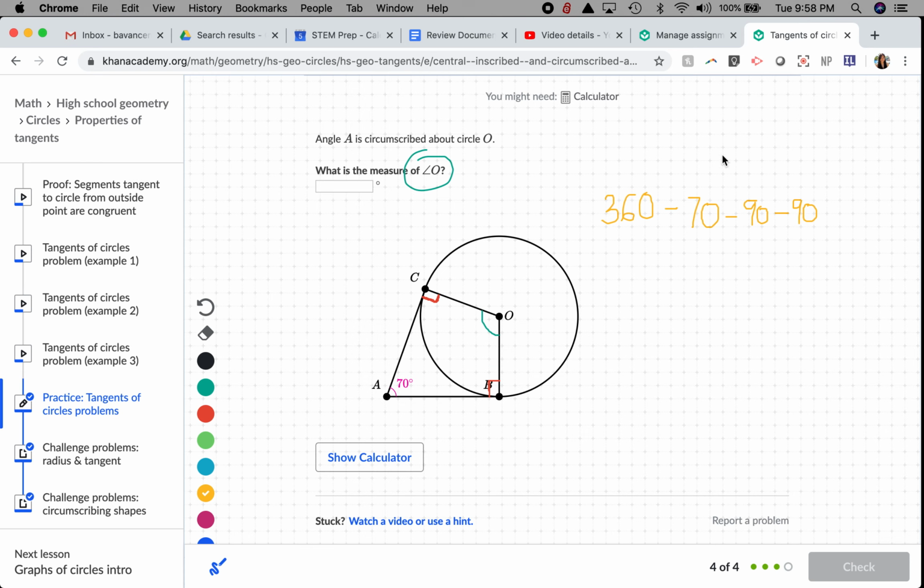So let's go ahead and solve this. 360 minus 70 is going to give us 290. 290 minus 90 is going to give us 200. 200 minus 90 is going to give us a final difference of 110. That means that this angle is 110 degrees.